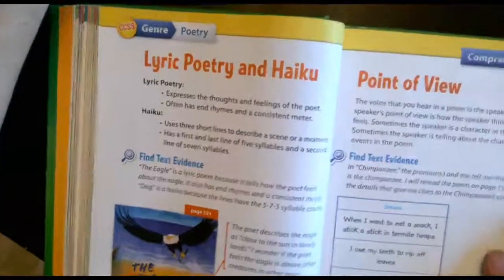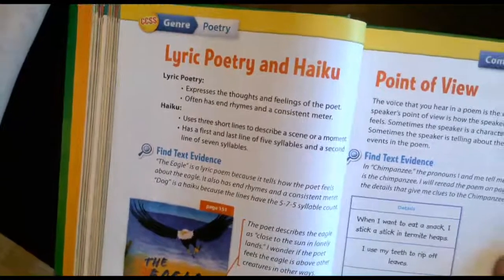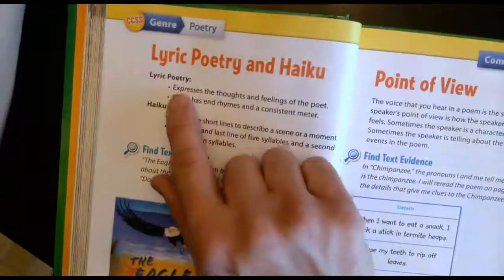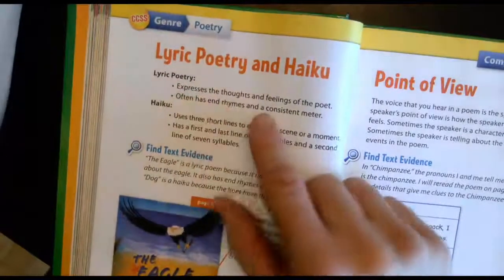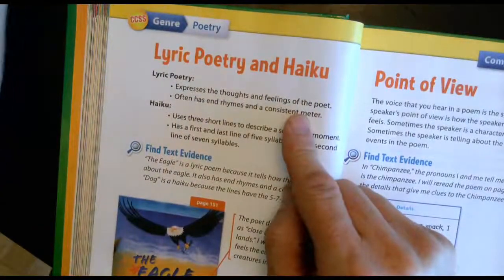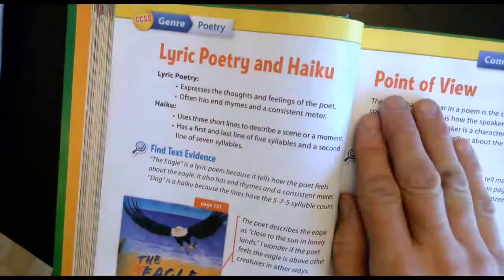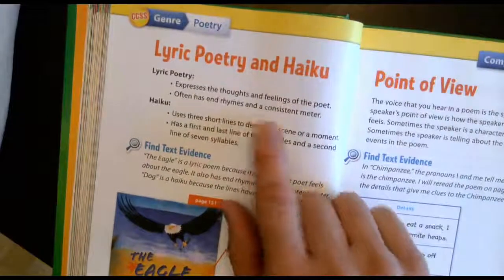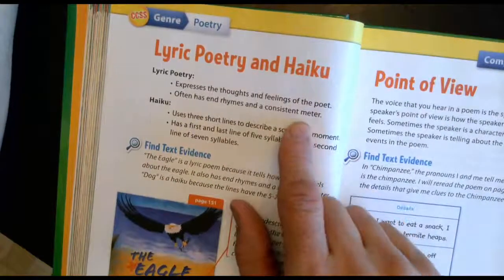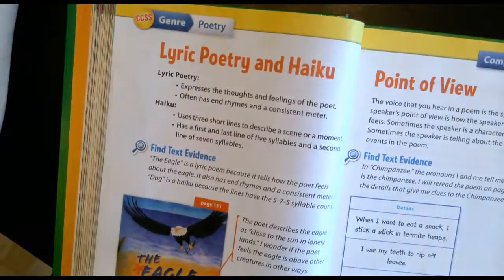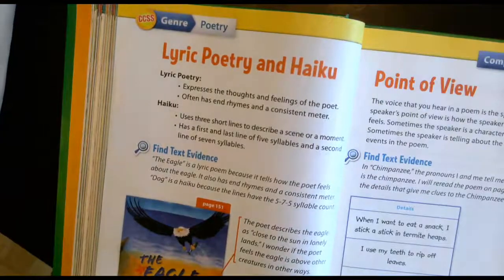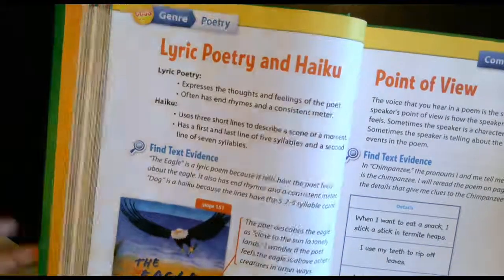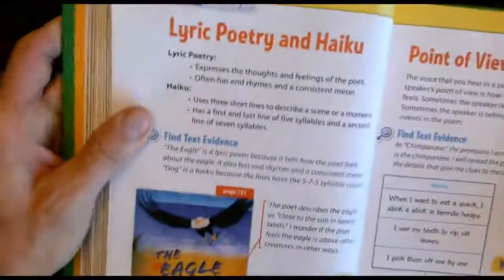Now, these are the definitions for these 2 different types of poems that we're going to have this week. A lyric poetry expresses the thoughts and feelings of the poet. And that's what we've been talking about. When we get a point of view, we're going to see that's how they think or feel about a subject. It also has rhyming and constant meter. So you're going to have that rhythm in there. Da-da, da-da, da-da, da-da, da-da, da-da. So those rhythms are in there. Okay? So the rhyming words will be at the end.